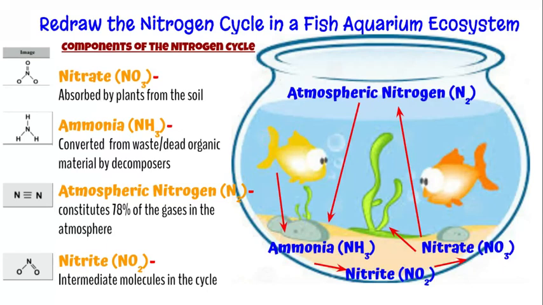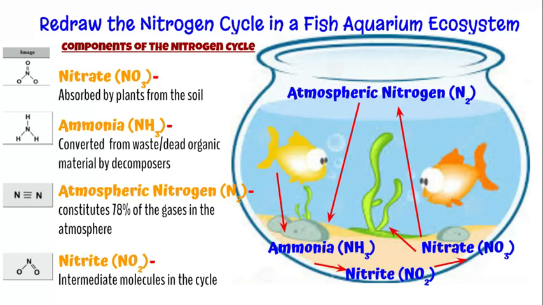So your drawing probably looks something like this. Atmospheric nitrogen was on the top. That was pretty easy. Remember, ammonia is coming from the waste products. So if our fish dies or our fish excretes waste, that will be converted into ammonia or released as ammonia.